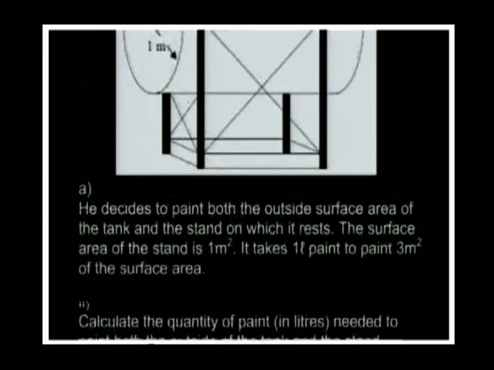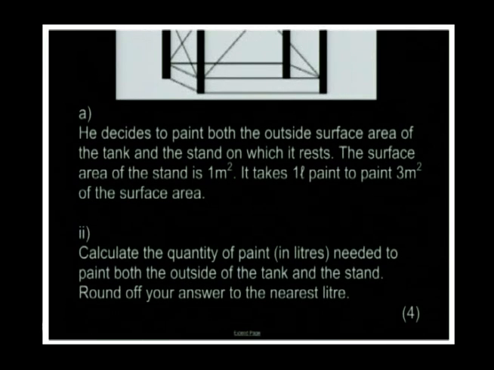The next part of the question says: calculate the quantity of paint in liters needed to paint both the outside of the tank and the stand. Now remember, it tells us that the surface area of the stand is 1 meter squared. I'm glad the examiner told us that, because to calculate the surface area of that stand, guys, that wouldn't have been a problem, that would have been a career. You would have been on that for the next 30 years or so.